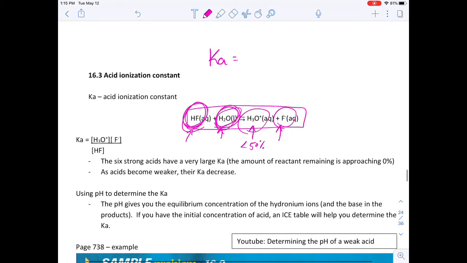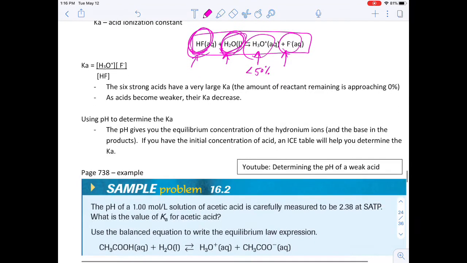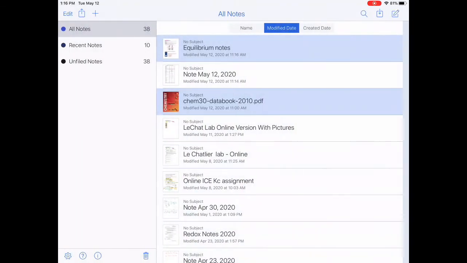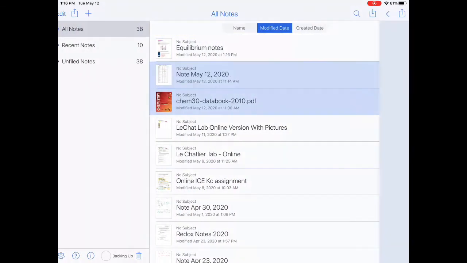But for this equation, we're going to have the concentration of hydronium in mole per liter and the concentration of fluoride in mole per liter divided by the concentration of the acid at equilibrium. So this is the equilibrium constant for an acid ionization, or the Ka. Six strong acids have extremely large Kas. All other acids have lower Kas.